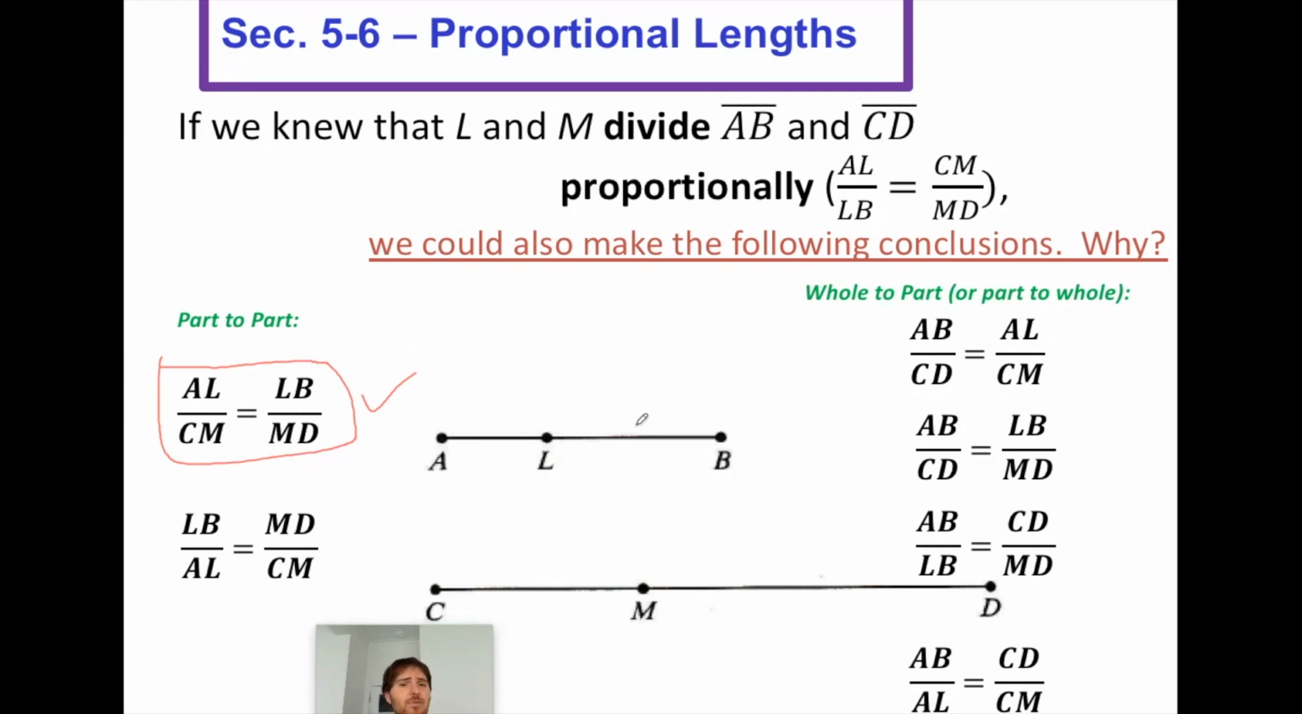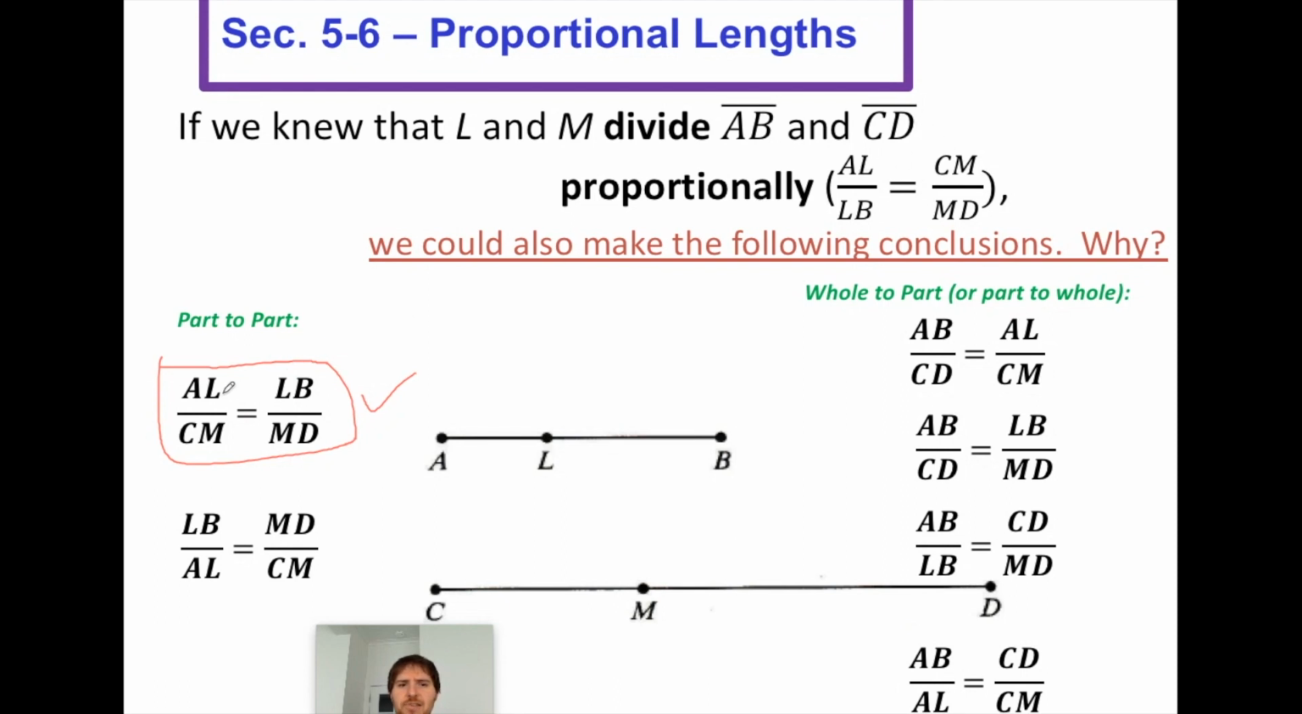If I knew AL to LB equals CM to MD, so we're divided proportionally, I also know that this is going to be in a ratio together right here. How would we prove that? Wait a second. This is dividing proportionally: this to that is this to that. How do things change? What do we notice here? Oh, I noticed it here.